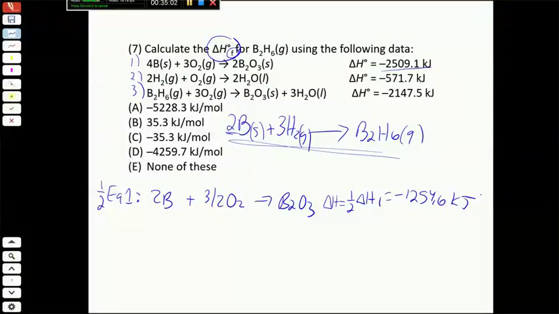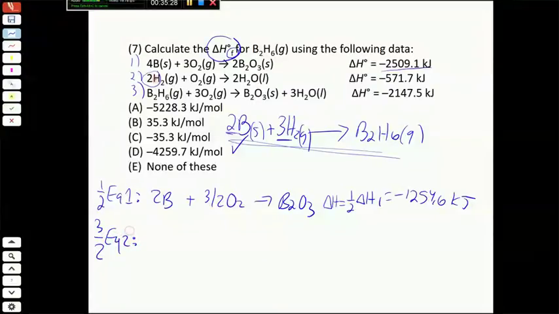So that gives us 2 borons on the reactant side. So we've taken care of that reactant in the overall equation. We look at our next one, which is 3 H2s. And we see that H2 only appears where? In the second equation. The coefficient for H2 in the second equation is 2. We want it to be 3, so we're going to have to take the second equation and multiply it by 1.5, or 3 over 2.